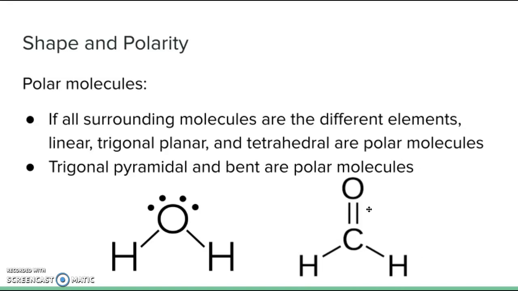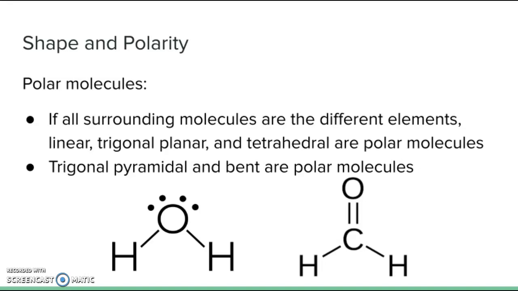Another thing to keep in mind is that anytime I have lone pairs, so trigonal pyramidal and bent shapes, I am also automatically polar because I have these lone pairs present. So anytime I have lone pairs, polar. Anytime I have unequal surrounding atoms, it's also polar.